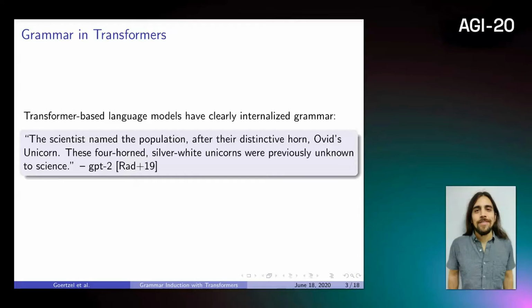With neural networks, especially with transformers, we have seen a big improvement in the quality of the language models that are learned unsupervisedly. This is a very popular example of what GPT-2 can do: generate sentences that are very realistic, at least grammatically realistic. This one is talking about unicorns, but it's a sentence that has very good English grammar.